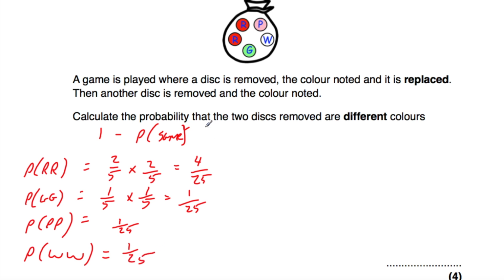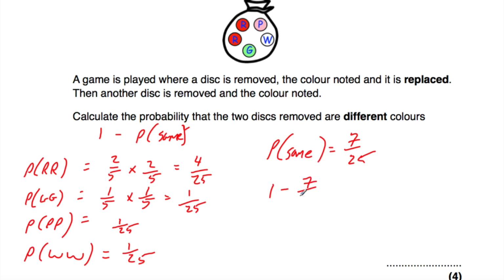So we now know the probability of getting a red and a red, a green and a green, a pink and a pink, and a white and a white. If we add them together, the probability of them being the same colour, so getting 2 of them the same colour, would be 4/25 plus 1/25, that's 5/25, 6/25, 7/25, so that's 7/25. So that's the probability that they're the same colour.